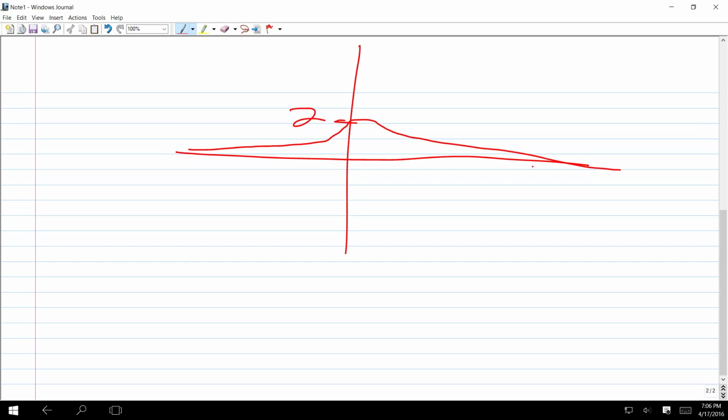But as it's going to infinity, the limit is the horizontal asymptote, which is y equals 0. That's kind of the definition of a horizontal asymptote: what the function does as it approaches positive or negative infinity.